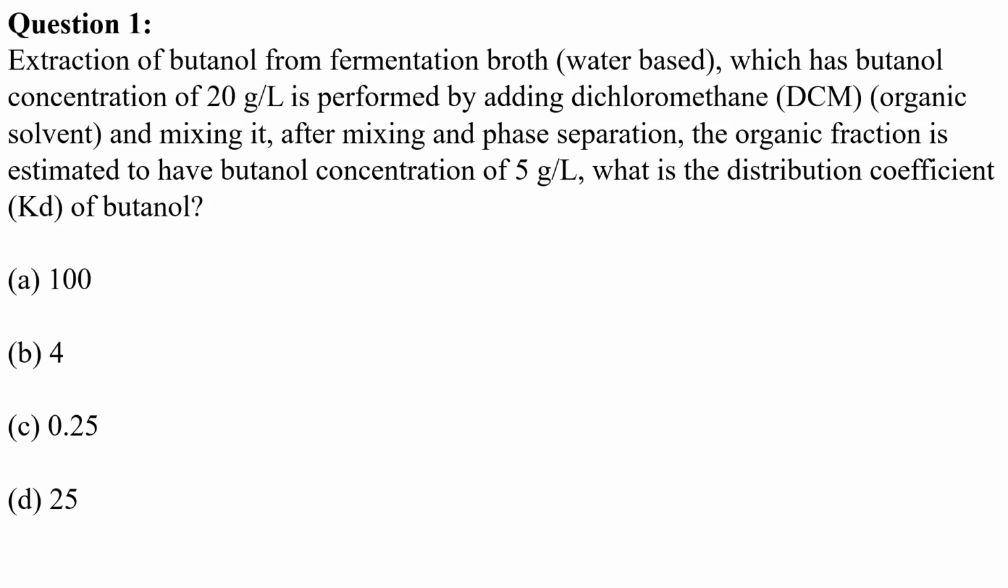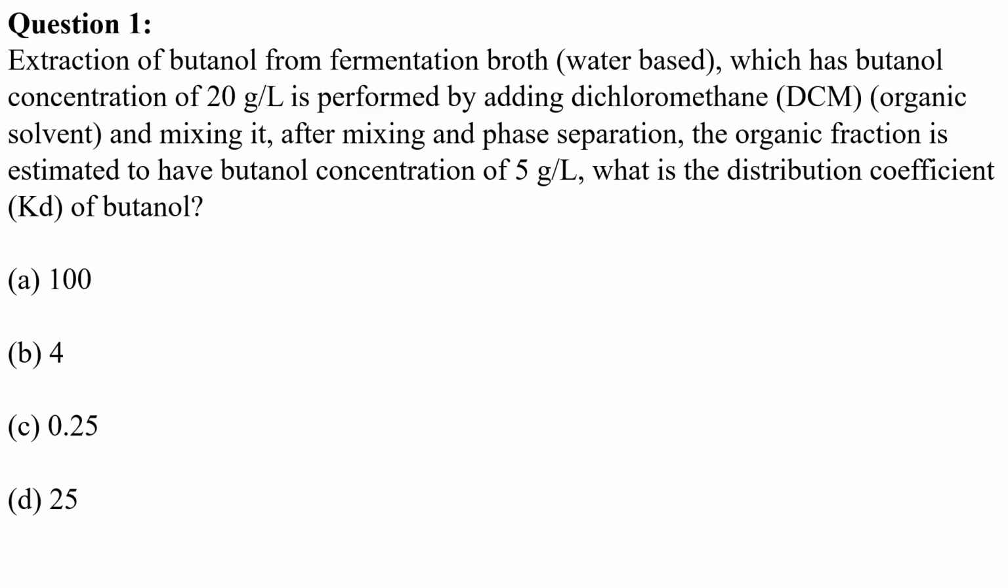Extraction of butanol from fermentation broth, that is water based, which has a butanol concentration of 20 grams per liter, is performed by adding dichloromethane and mixing it. After mixing and phase separation, the organic fraction is estimated to have a butanol concentration of 5 grams per liter. What is the distribution coefficient of butanol? We have four options here: 100, 4, 0.25 and 25.